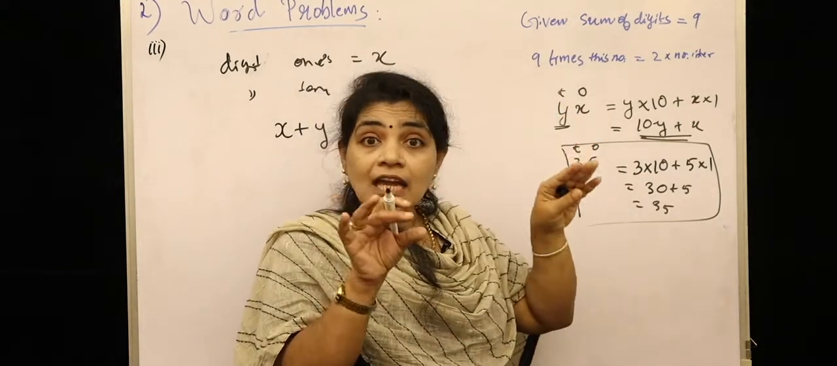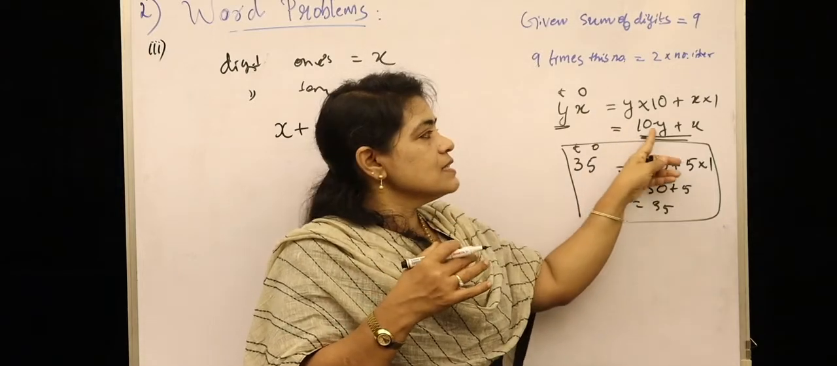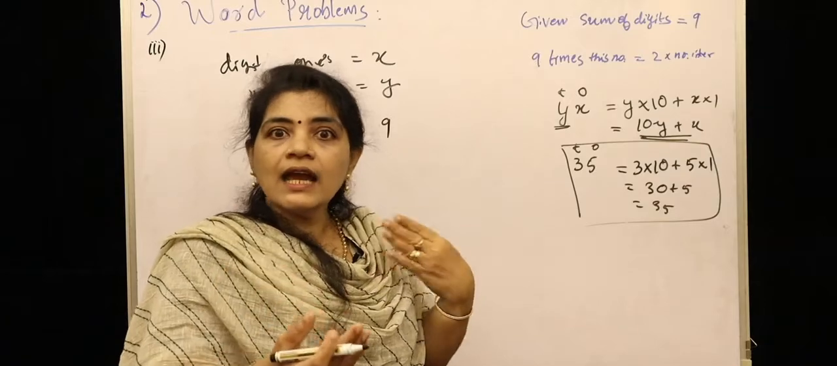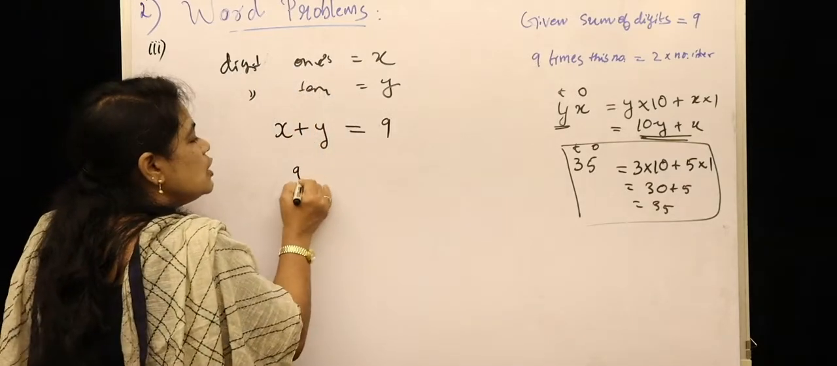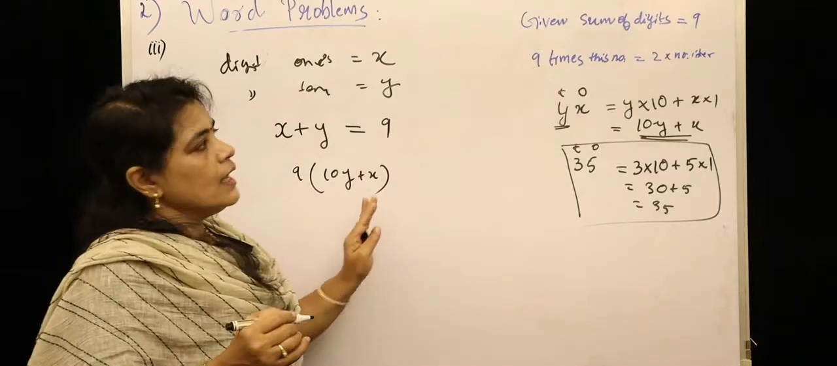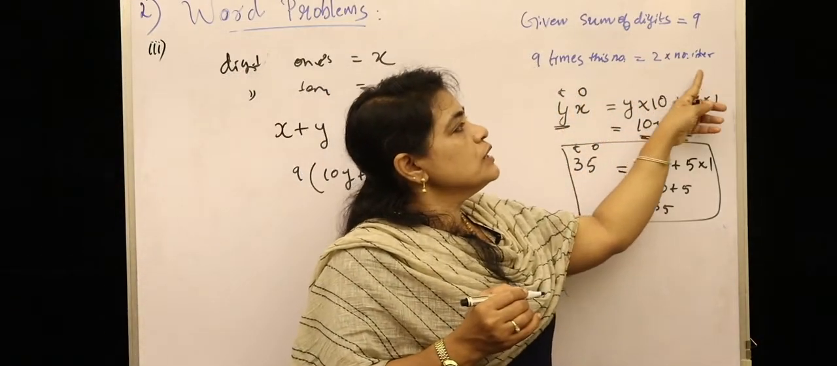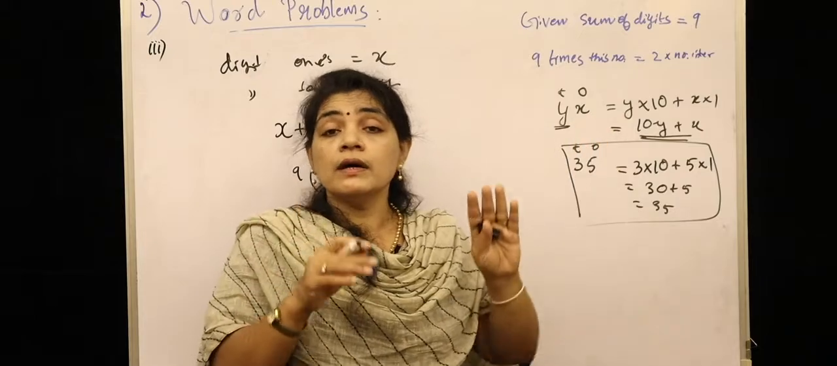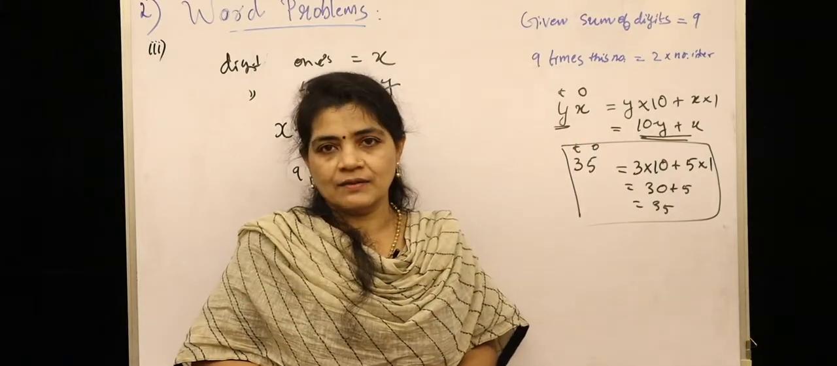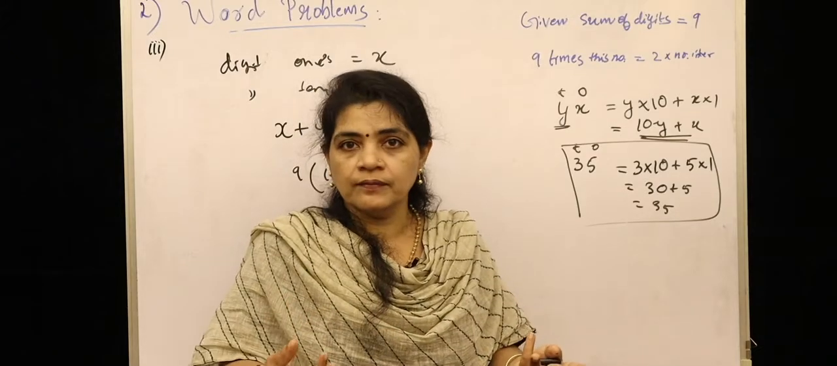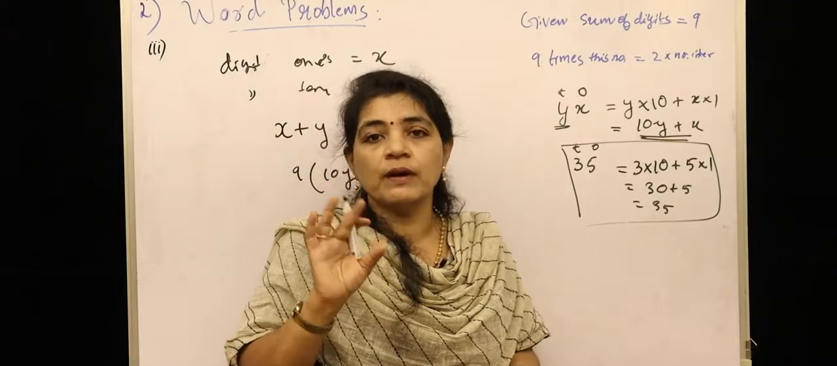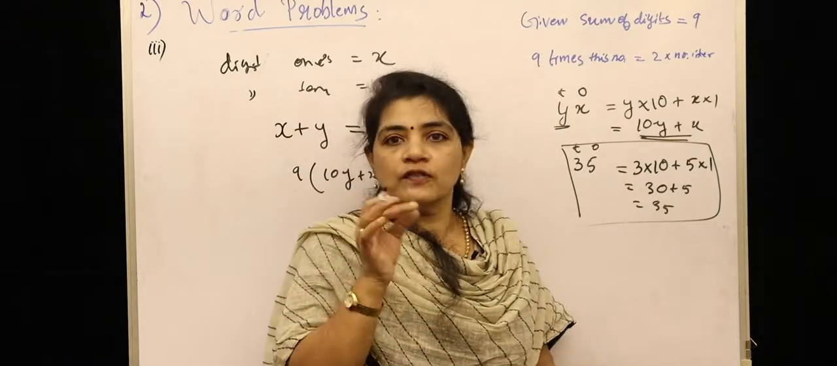9 times this number. This is the number, that is 10y plus x. 9 times means 9 into (10y plus x). That point is clear, children? Is equal to 2 times the number obtained by reversing the order of the digits. 2 times of what? The number obtained by reversing the order of the digits.